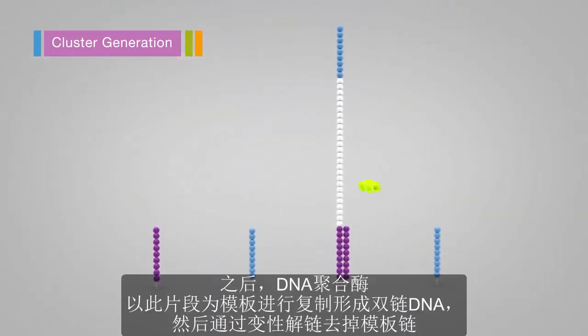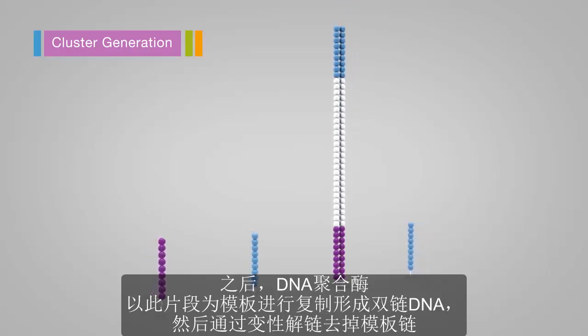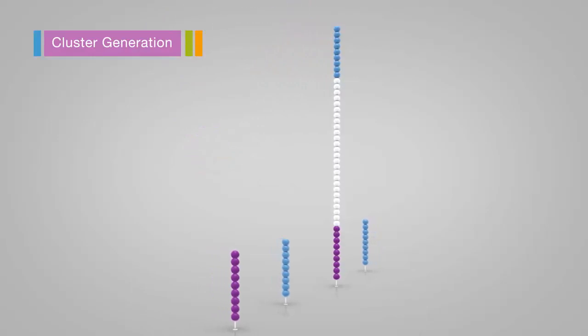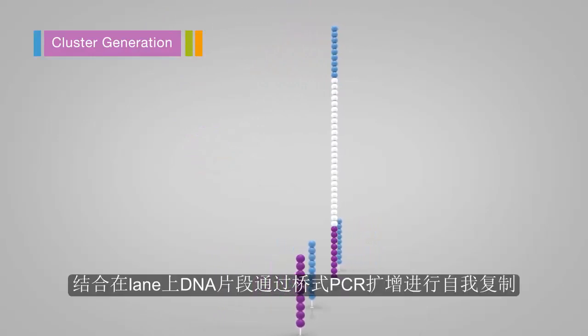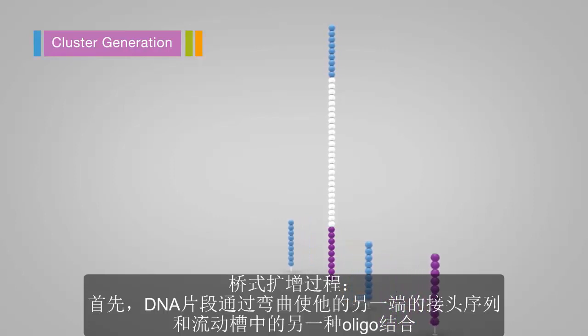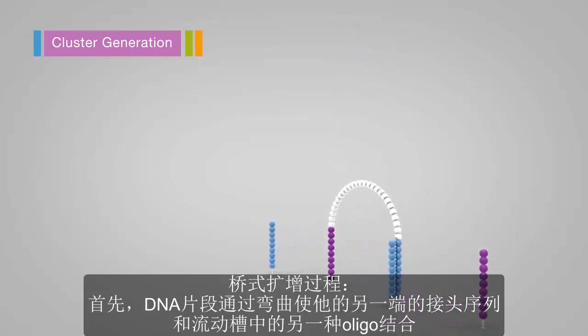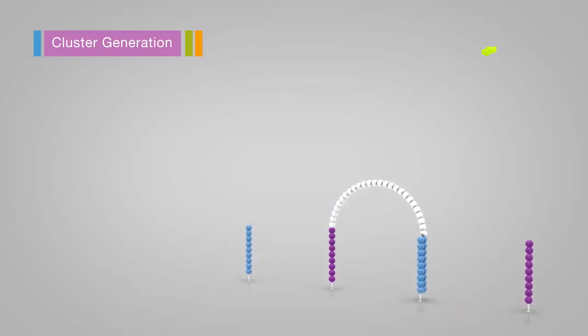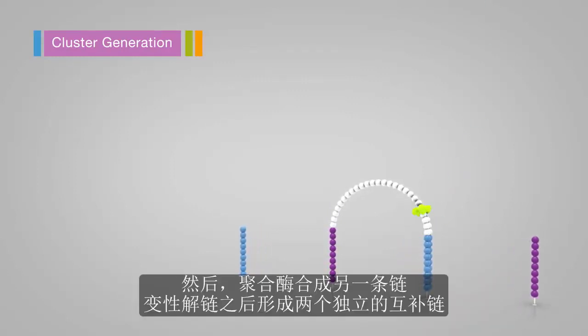A polymerase creates a complement of the hybridized fragment. The double-stranded molecule is denatured, and the original template is washed away. The strands are clonally amplified through bridge amplification. In this process, the strand folds over and the adapter region hybridizes to the second type of oligo on the flow cell. Polymerases generate the complementary strand, forming a double-stranded bridge.